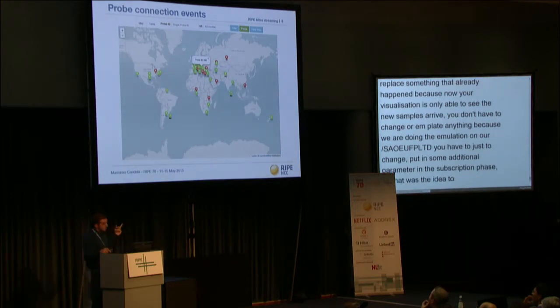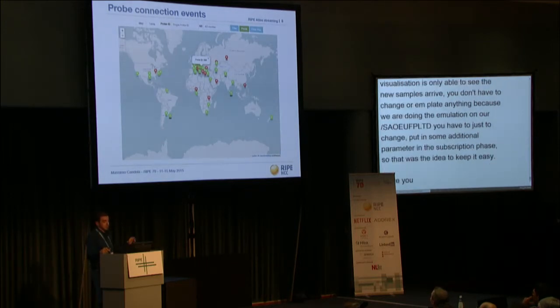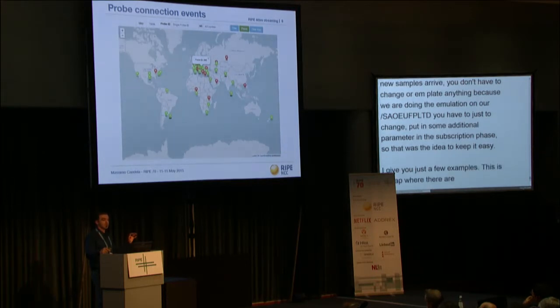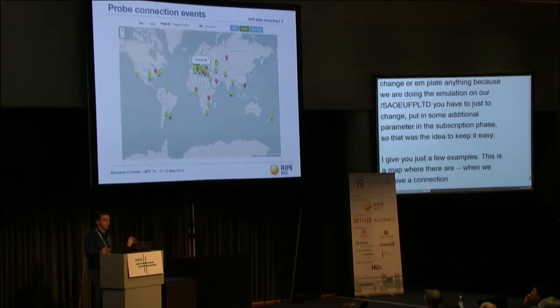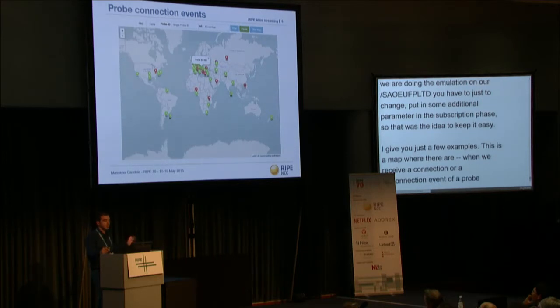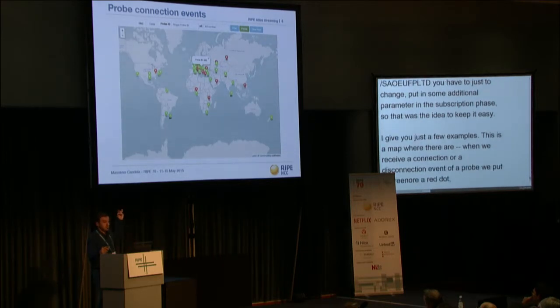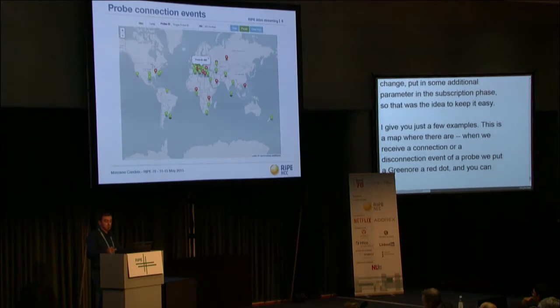So I'll give you just a few examples. This is a map where, when we receive a connection or disconnection event of a probe, we put a green or a red dot. And you can also filter for autonomous system number.